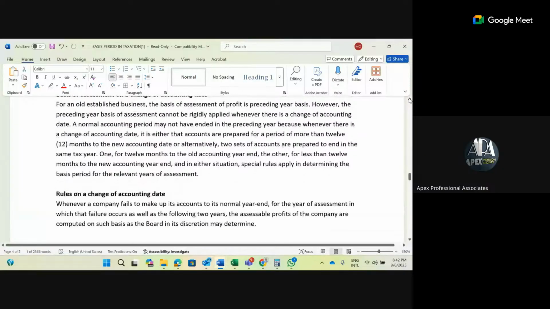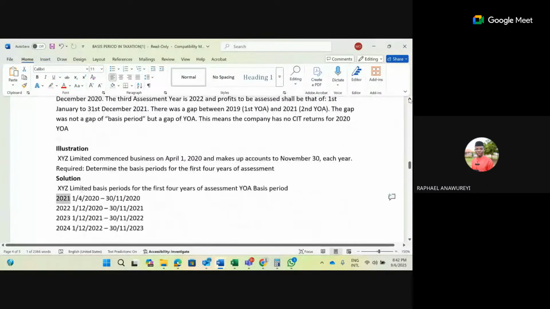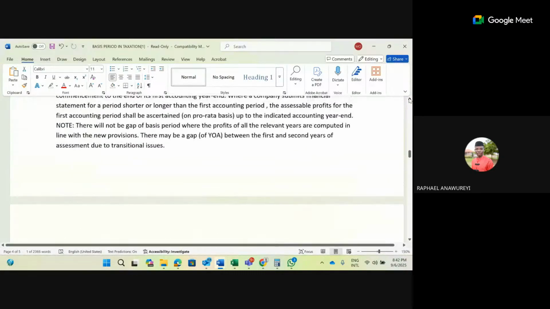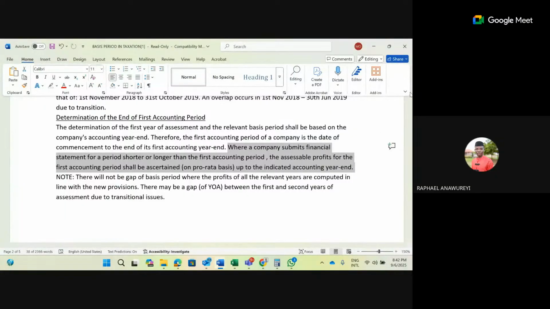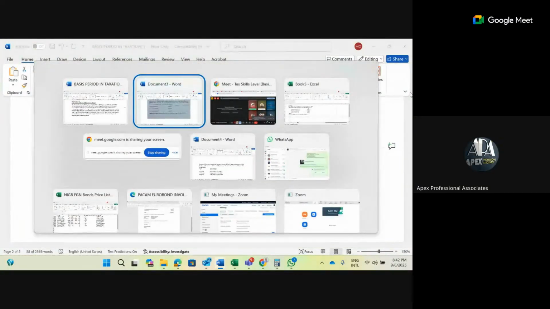Hold on, sir. The question on Orion Limited. Just wait. Can you read this place that I highlighted? When a company submits financial statements for a period shorter or longer than the first accounting period, the assessable profit for the first accounting period shall be ascertained. Okay, thank you, sir. You have answered your question yourself. You are clear now? Yes, sir. Thank you so much.